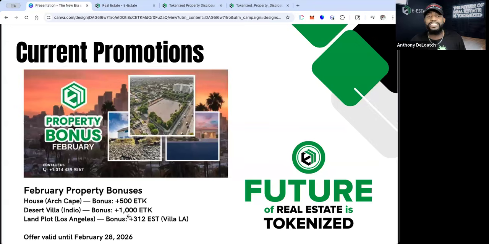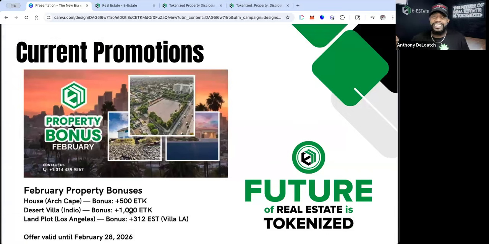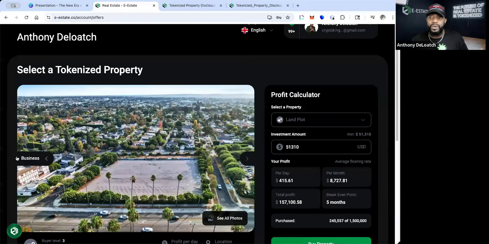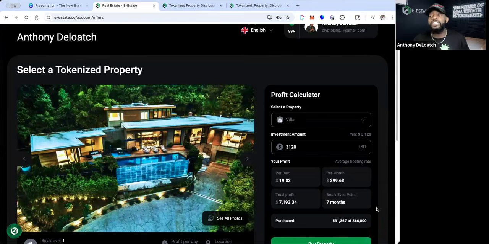But guess what? If you purchase this during the month of February, not only are you going to get that land plot property, they're going to throw in a minimum share of the villa, the LA villa that we have as well. This property right here, you're going to get a share of. And this property pays an average cash flow of about $400 a month. So if you do the land plots this month, you're going to be earning between these two properties over $9,000 per month.